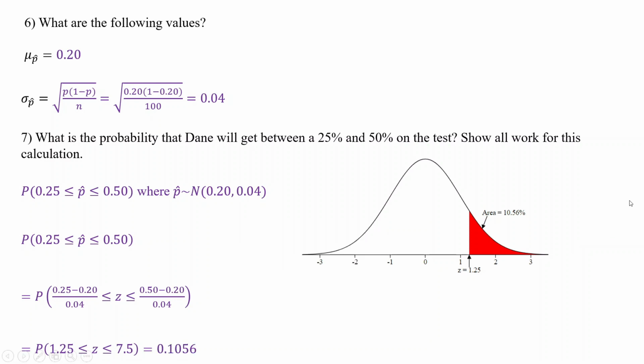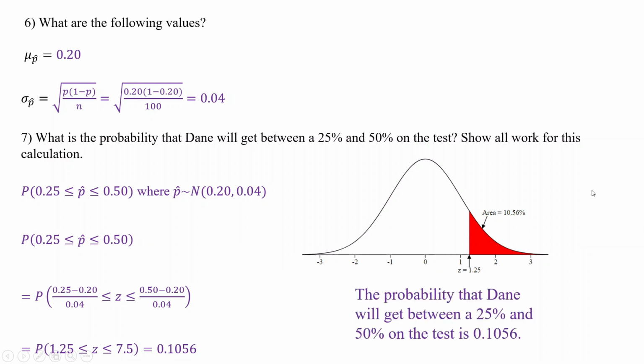The last thing I want to do is make sure I put that in the context of the problem. The probability that Dane will get between a 25% and 50% on the test is 0.1056. So, Dane, you can think about whether that's going to be good enough for you to not study for your statistics final, or if you're going to want to do some studying and not decide to guess.